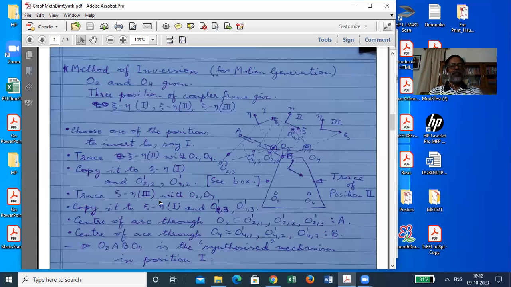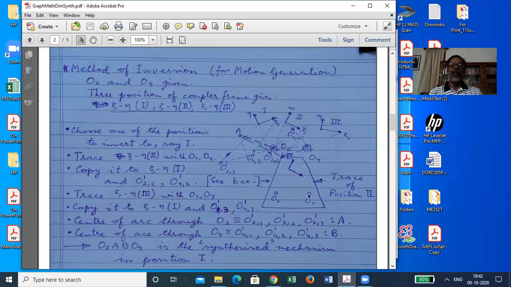So the center of the arc through the original O2, which is O211, O221, and O231, that gives you A. Similarly, the center of the arc through the original O4, which is O411, O421, O431, that is B.